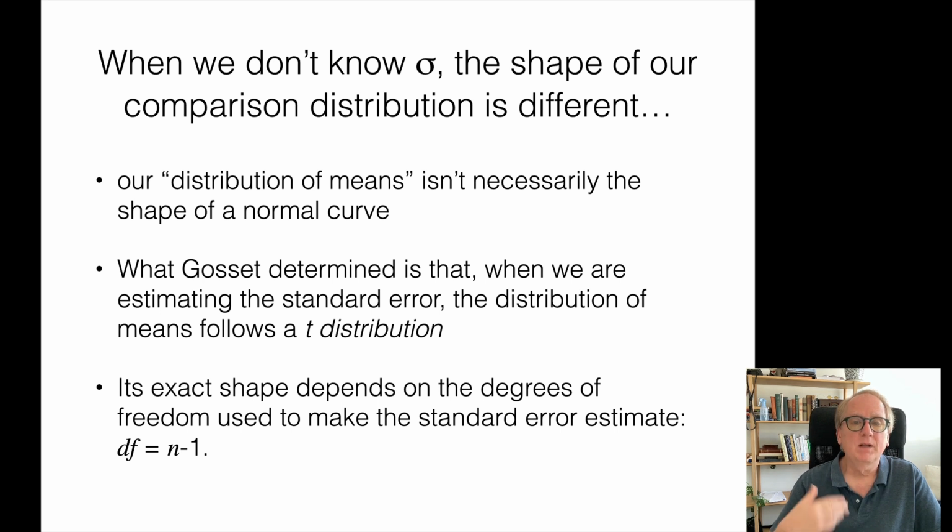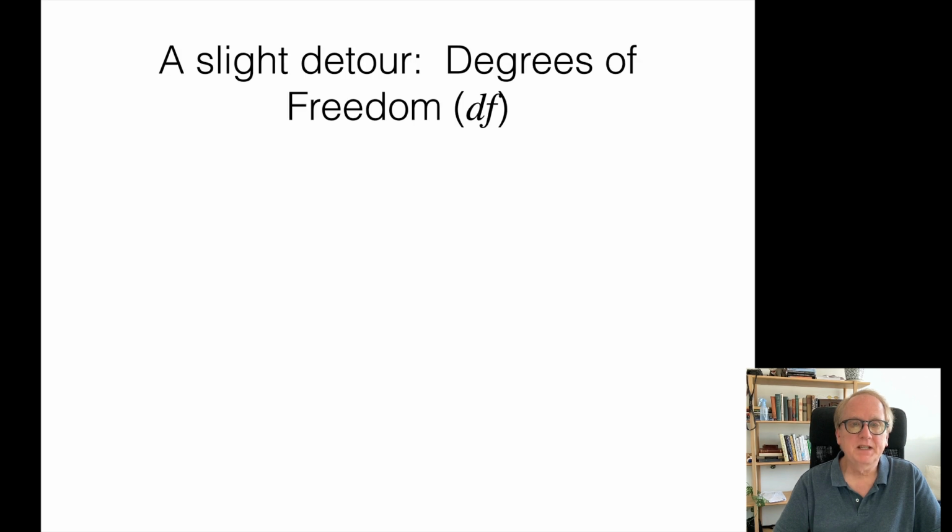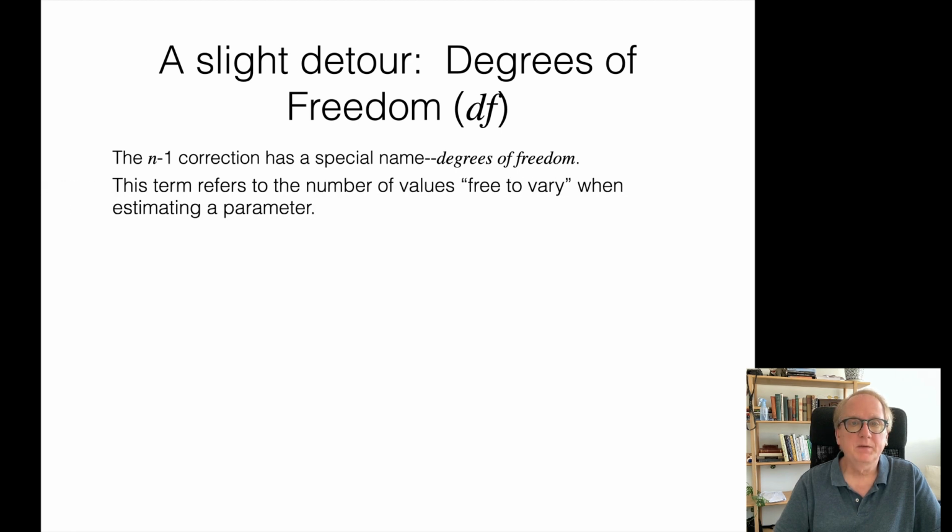So we are now introducing this thing called degrees of freedom. So let's just take a slight detour and talk about what degrees of freedom are. It's sometimes italicized here as df. So this n-1 correction has this special name, degrees of freedom. And this refers to the number of values that are free to vary when we're estimating a parameter. Now, it might be a little hard to understand what we mean by free to vary. So let me give you a really simple example.